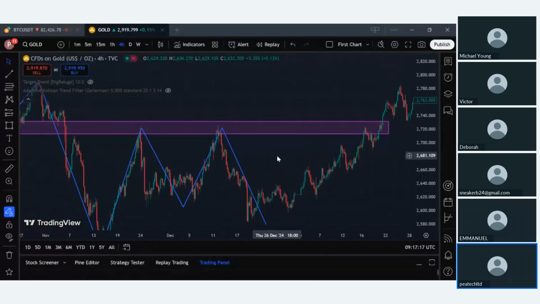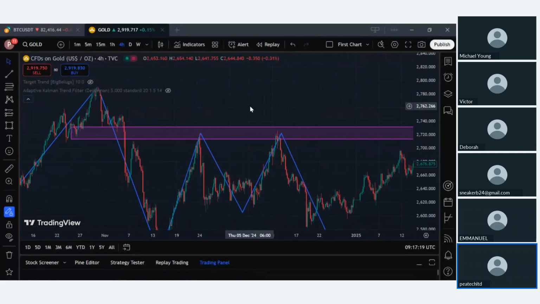But that is how we identify a supply zone. In most other concepts, they will call a supply zone an order block. Other people will call it a fair value gap. All of them are zones of supply or demand. Whether you call it an order block or a fair value gap, any name they call it, it is actually a supply or a demand zone.